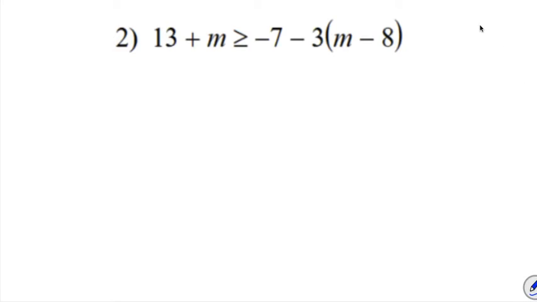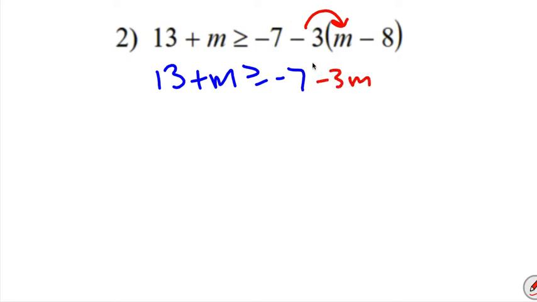Number 2. We're getting into a few more steps, but still trying to solve this. So my left-hand side, I can't do anything with that yet. My right-hand side, I need to distribute. So I'm going to take this negative 3 and multiply that through. Negative 3 times m is a negative 3m. And a negative 3 times a negative 8 is a positive 24.